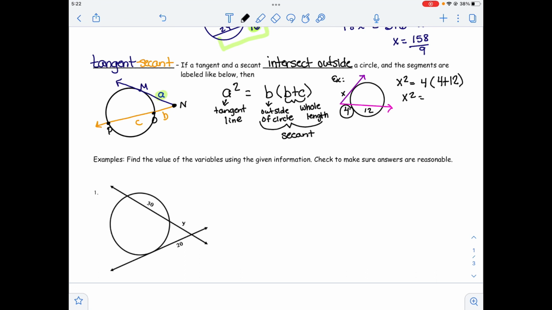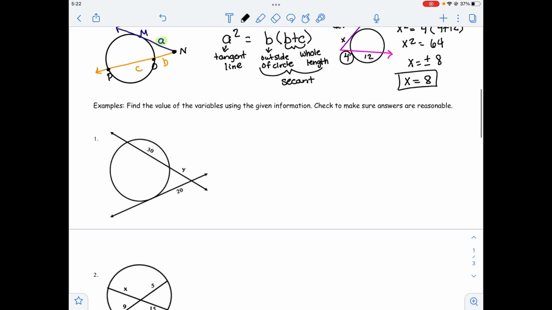So we have 4 plus 12, 16. 16 times 4 is 64. And then we are going to think about this as a quadratic. And we can take the square root of both sides. And we're going to end up with x is a positive or negative 8. Well, obviously we can't have a negative length, so we know that's out. So we are just going to have x equals 8.